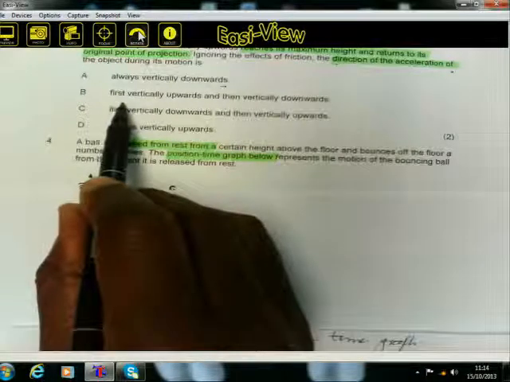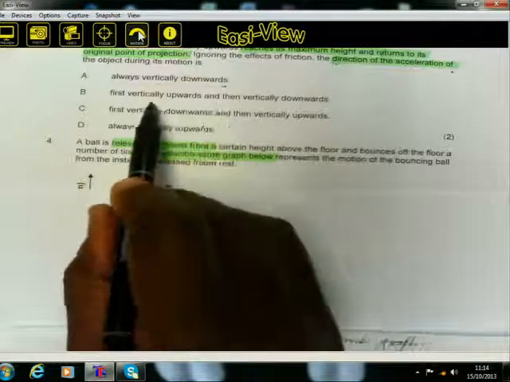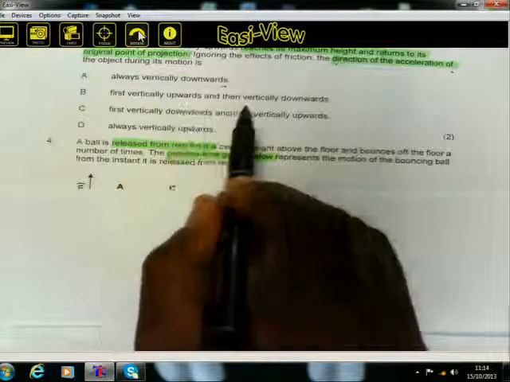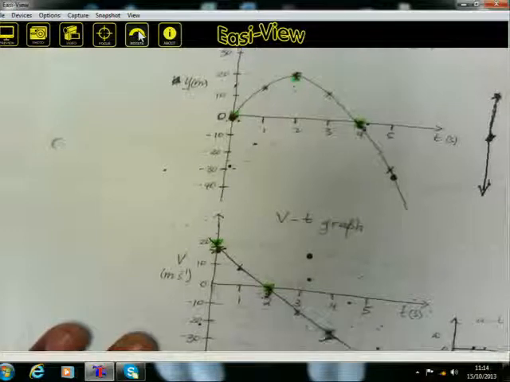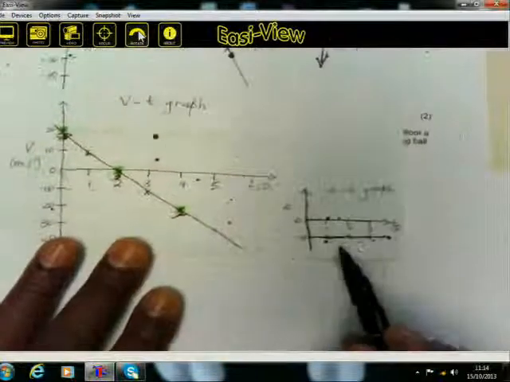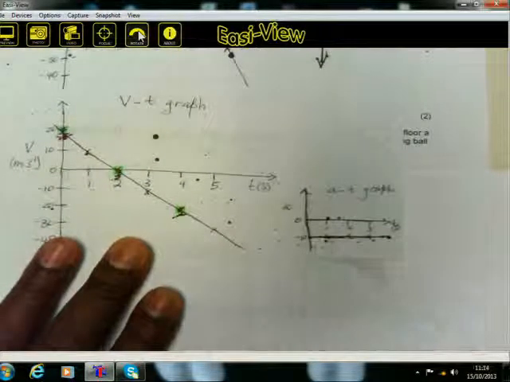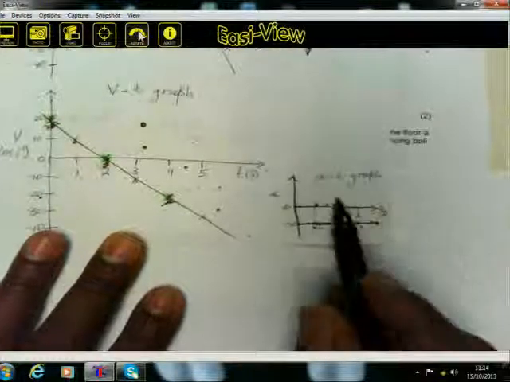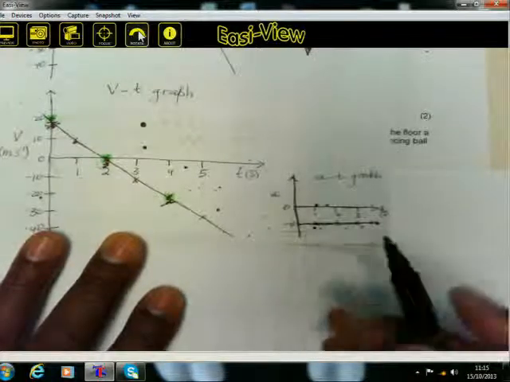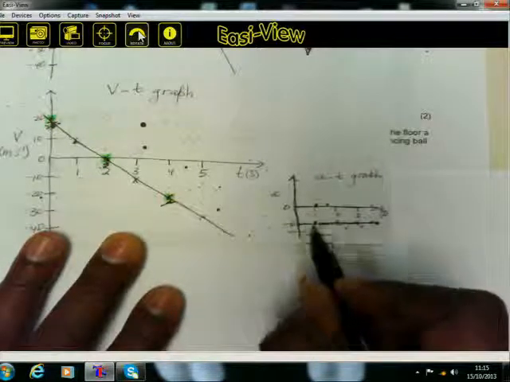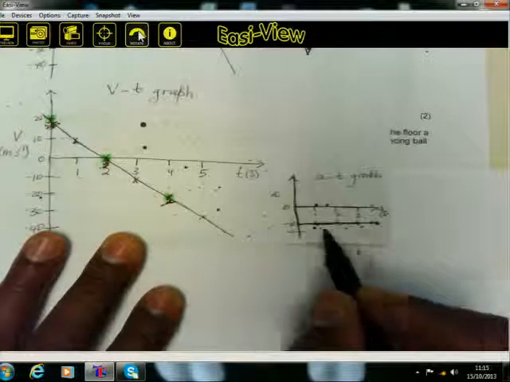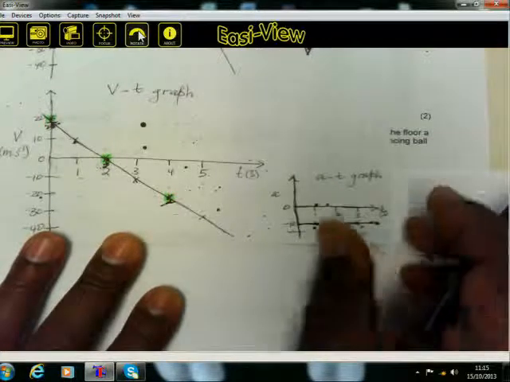This one says it will first be vertically upwards and then it will be downwards. Acceleration, as we see from the graph here, is constant and is negative. We can also see here the acceleration for an object that is thrown upwards is negative, and because it's negative, it is below the x-axis, below 0, and it is constant.